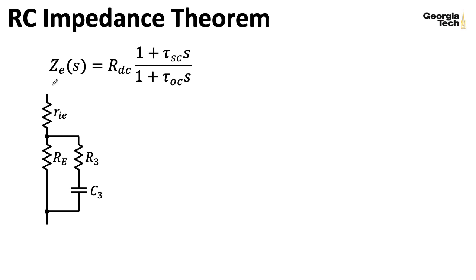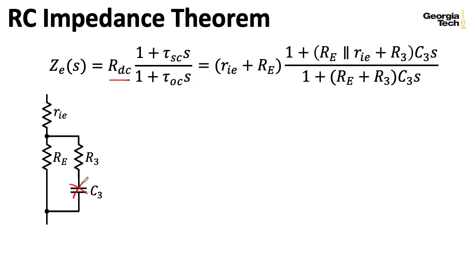Here, the short circuit time constant is the time constant we compute by taking one end of the impedance and shorting it to the other. And the open circuit time constant is the time constant we compute leaving the ends dangling. And RDC is the resistance at DC, which I can compute by opening up this cap, and that effectively takes R3 out of the circuit, and I just have RIE plus RE, this series combination. So I like to compute the open circuit time constant in this context first, because it's usually simpler to compute.